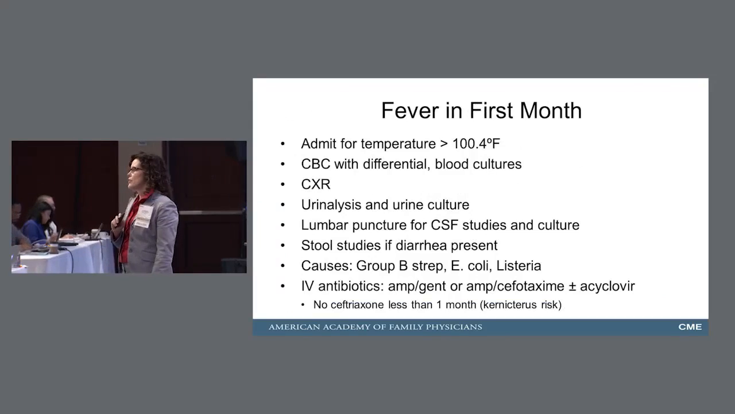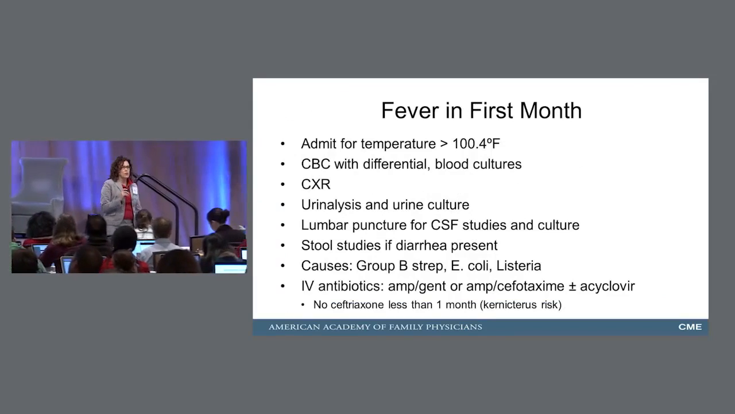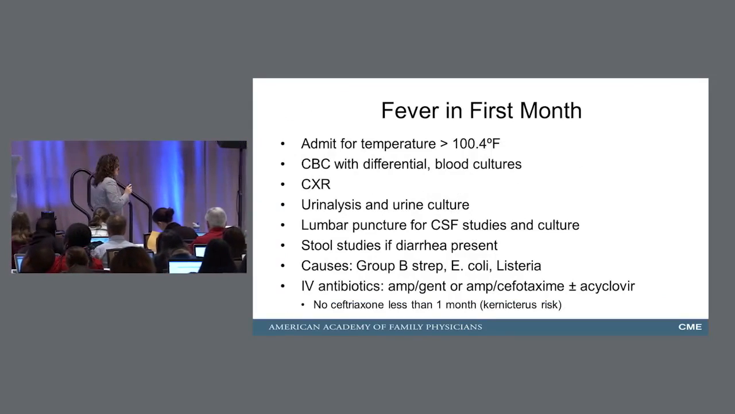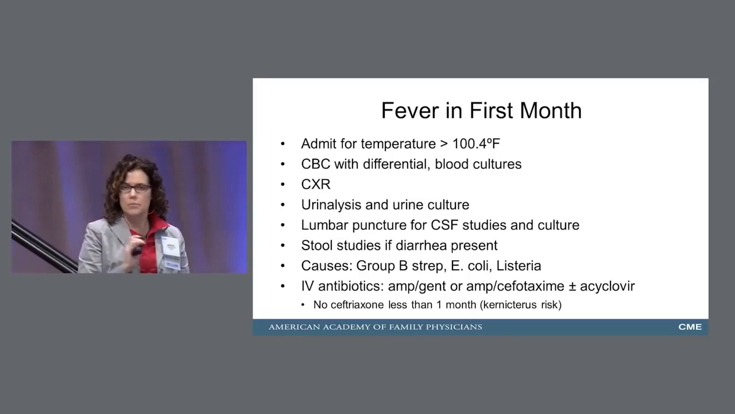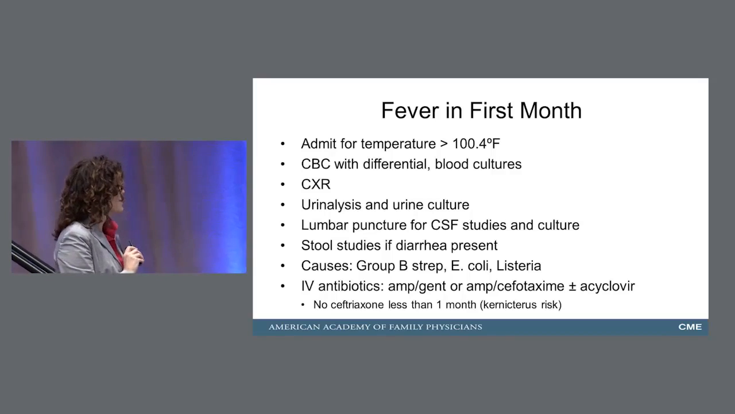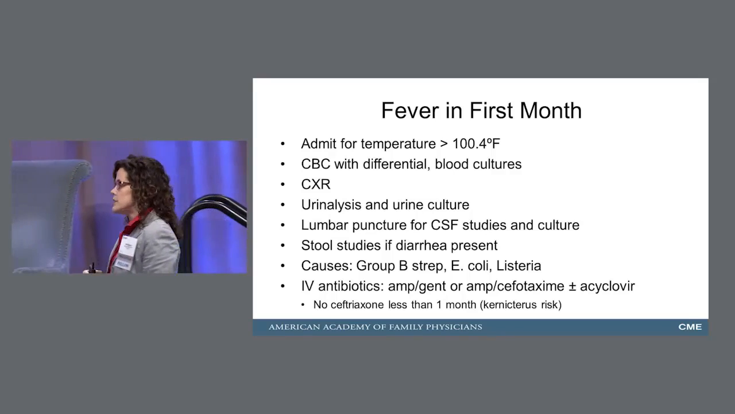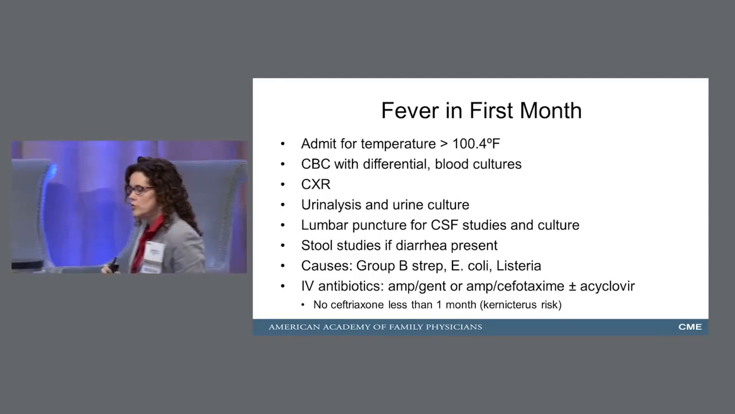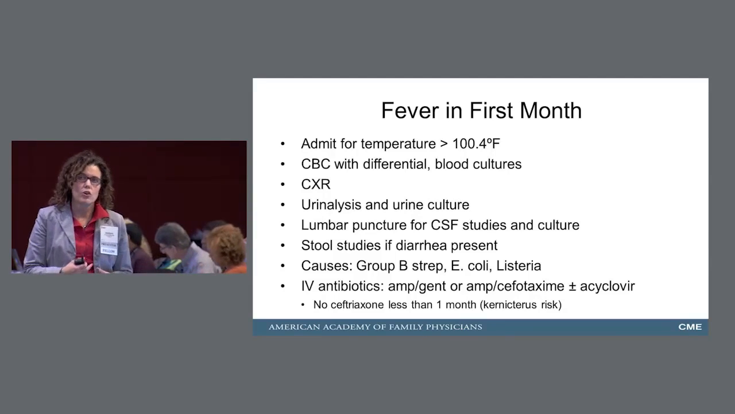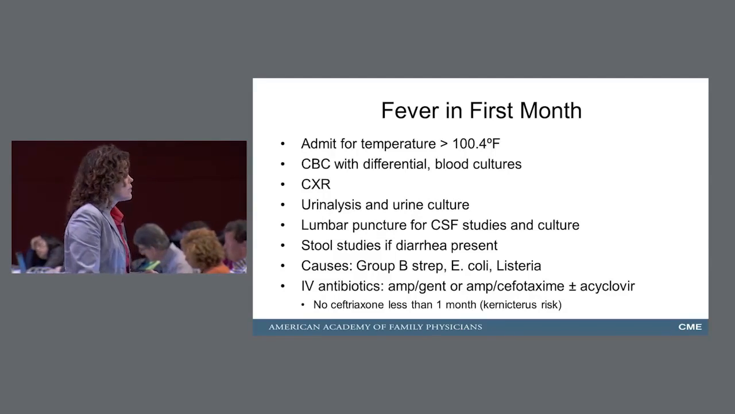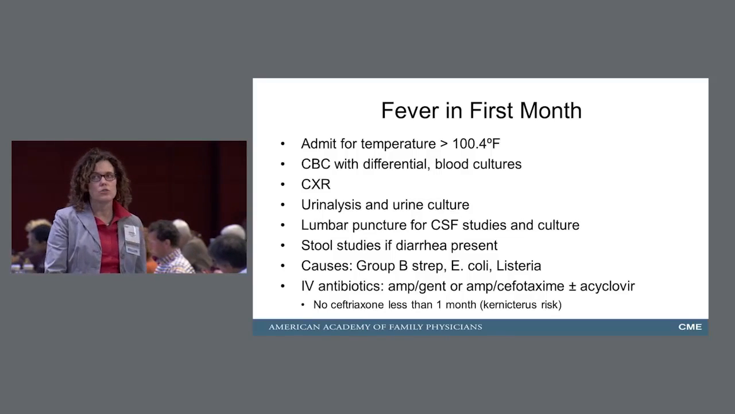So let's talk about fever in the first 30 days of life. If you have a rectal temperature greater than 100.4, do not pass go, do not collect $100, send them straight to the hospital. If you do not admit, talk to whoever is going to do your admissions for you, but this child needs to be admitted. You will do a standard set of blood tests and other tests on these children. You'll do a CBC with a differential, you'll do blood cultures, you'll get a chest x-ray, you'll do a urinalysis with a urine culture, you will do a lumbar puncture under the age of 30 days. If they have diarrhea, you can consider stool studies.